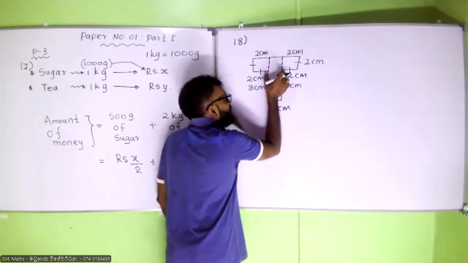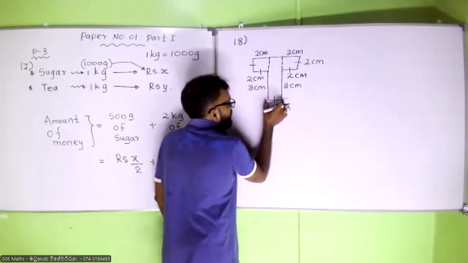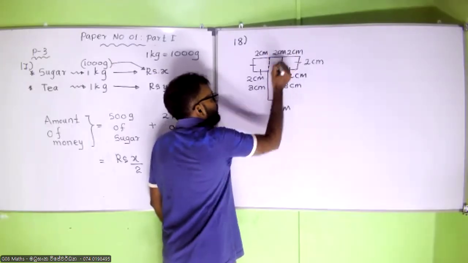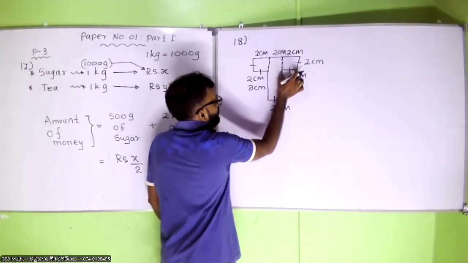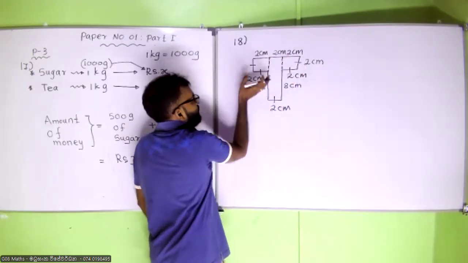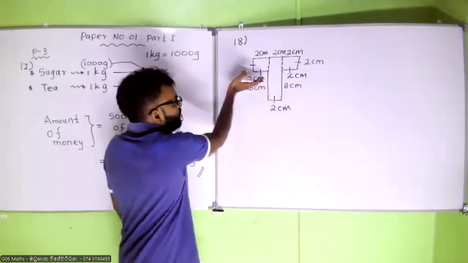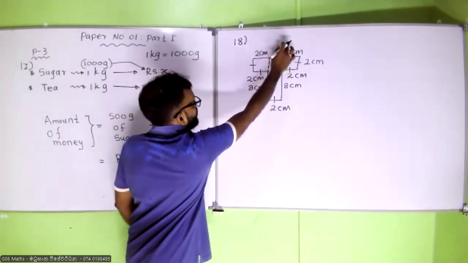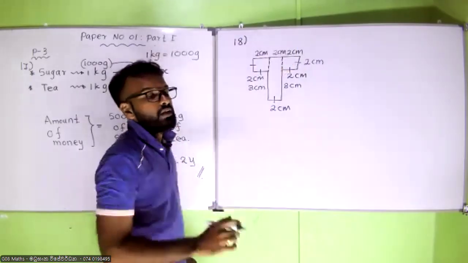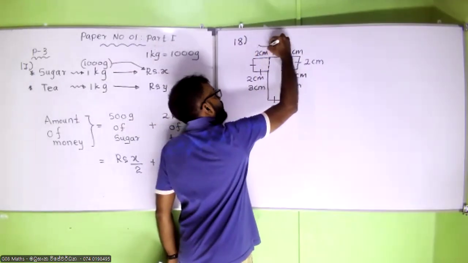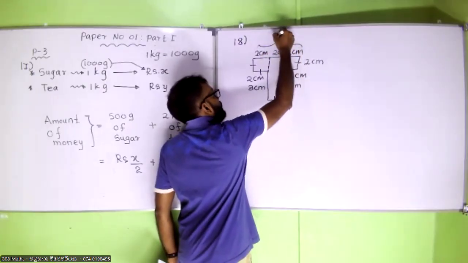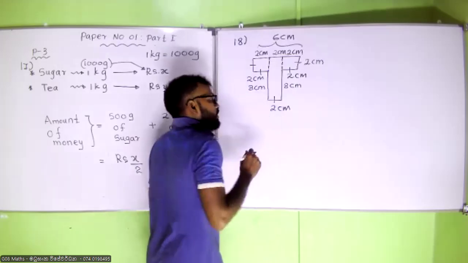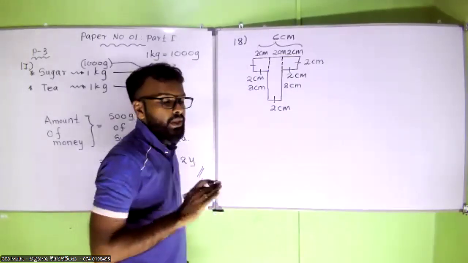All the way along, we can take it to the top. So this is also 2 centimeters. This part goes up, this part goes up. We are pushing up 2 centimeters, 2 centimeters, 2 centimeters. 2 plus 2 plus 2. Altogether we have 6 centimeters on top. Alright, so now we are going to find the perimeter of this figure.